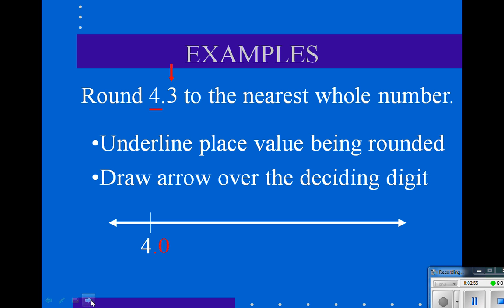So let's look at this number line. We have 4 and we have 5. In the middle, of course, is 4.5. So let's look at the arrow of 4.3. Which one is it really closest to? Is it closer to 4 or is it closer to 5? And yes, you are correct. It is 4. So 4.3 rounds to 4.